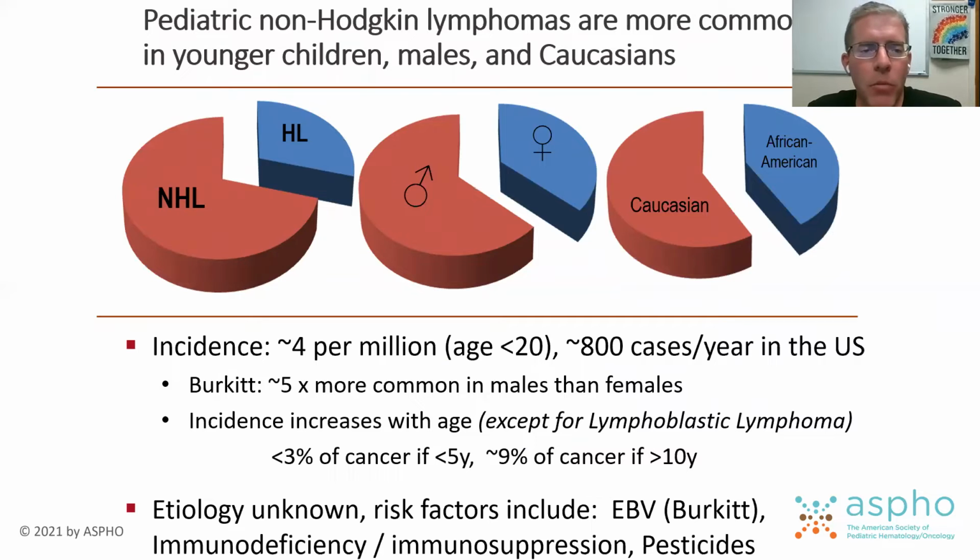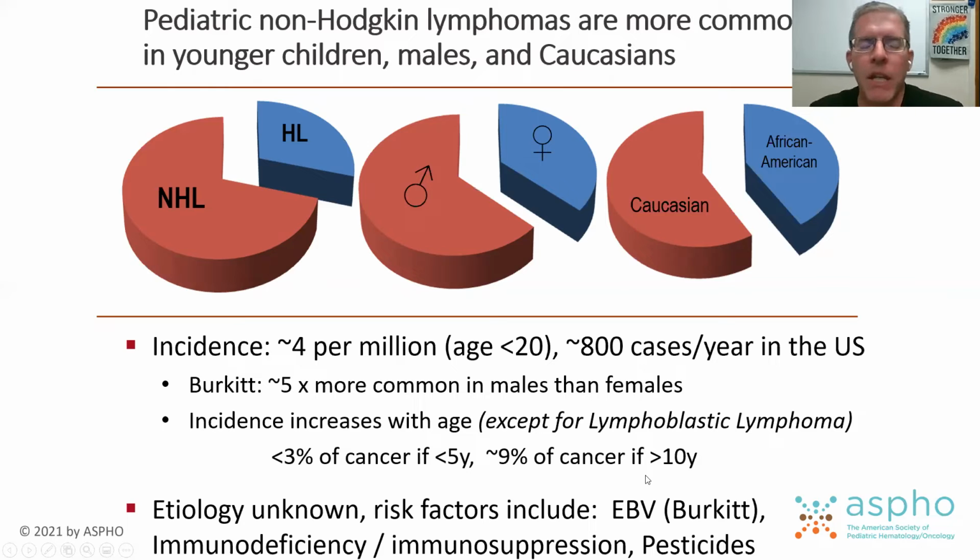Pediatric non-Hodgkin lymphomas are more common in younger children, which is what we're showing here, more common in males, and more common in Caucasians. The incidence is only about 4 per million in patients aged less than 20, so there's only about 800 cases per year in the United States. Burkitt lymphoma is about 5 times more common in boys than in girls. The incidence increases with age for all of them except for lymphoblastic lymphoma. And they're about 3% of cancer if you're less than 5 years of age, and about 9% of cancer if you're greater than 10.